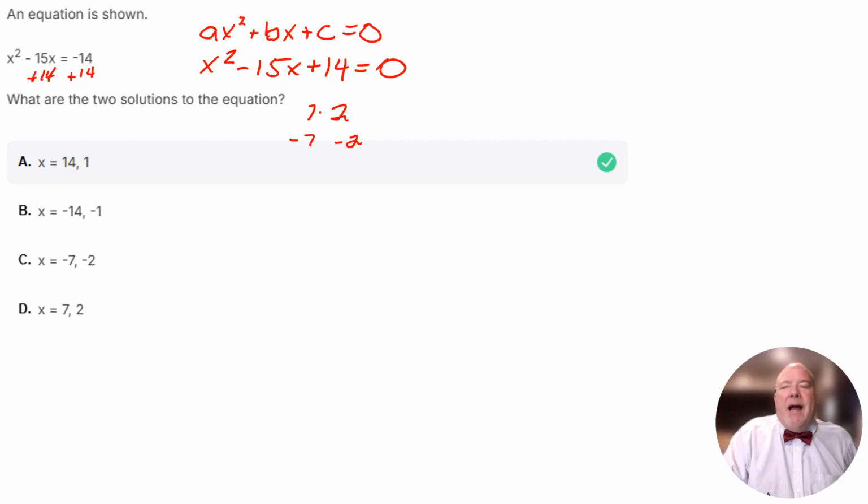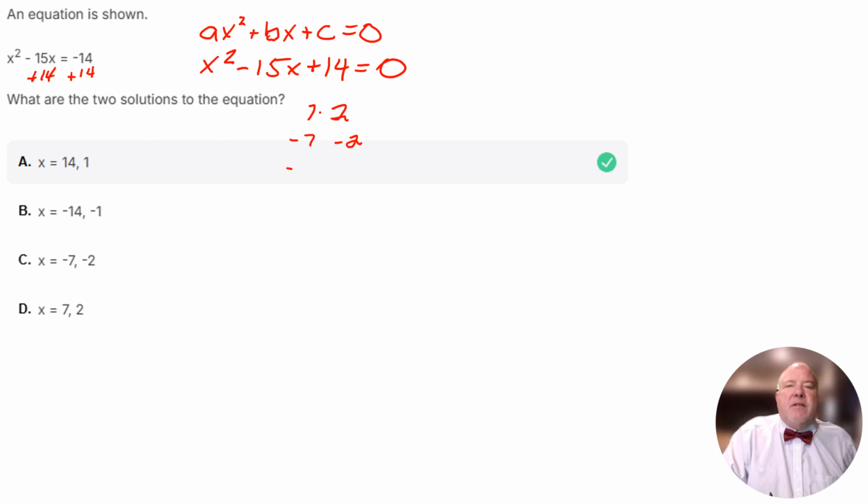Now, since when you add them, it comes out to a negative number, remember it adds to negative 15, that tells me that these two numbers have to both be negative. So to multiply to a positive, but add to a negative, they have to both be negative. Multiplying two negatives makes a positive. You add them, you get a negative. So I know they're both negative. 7 and 2 is not the answer. That's not what we want. So what else do we have?